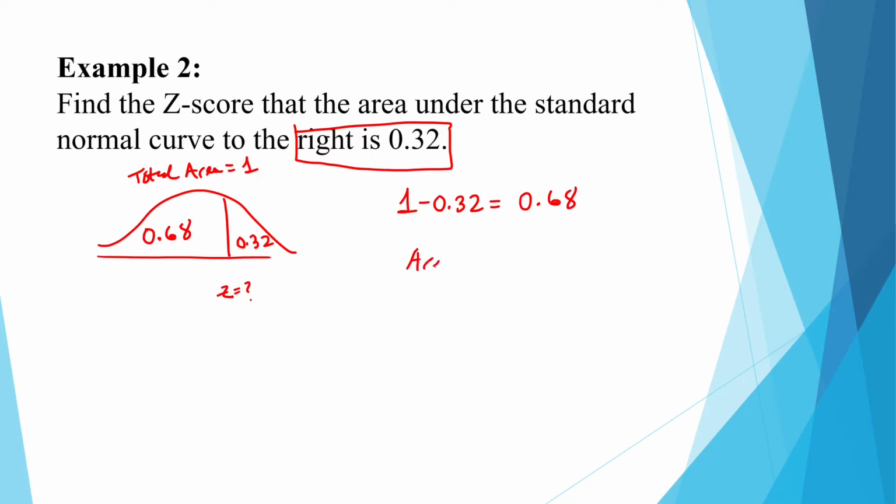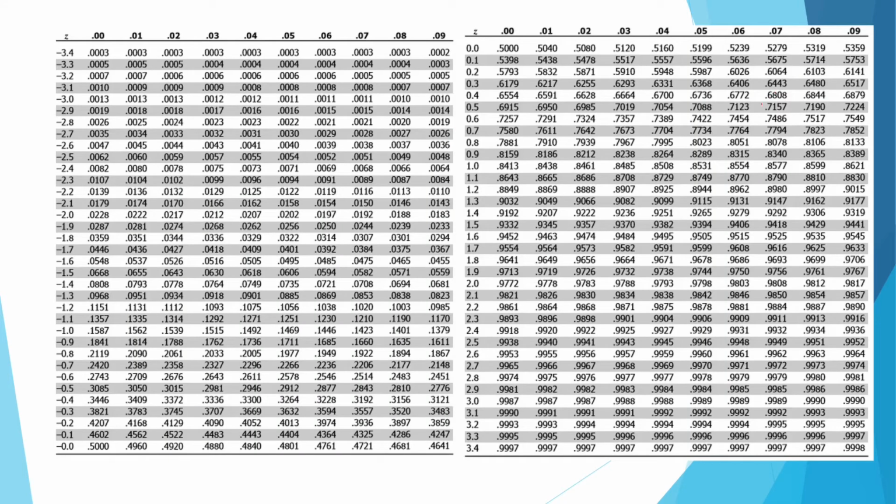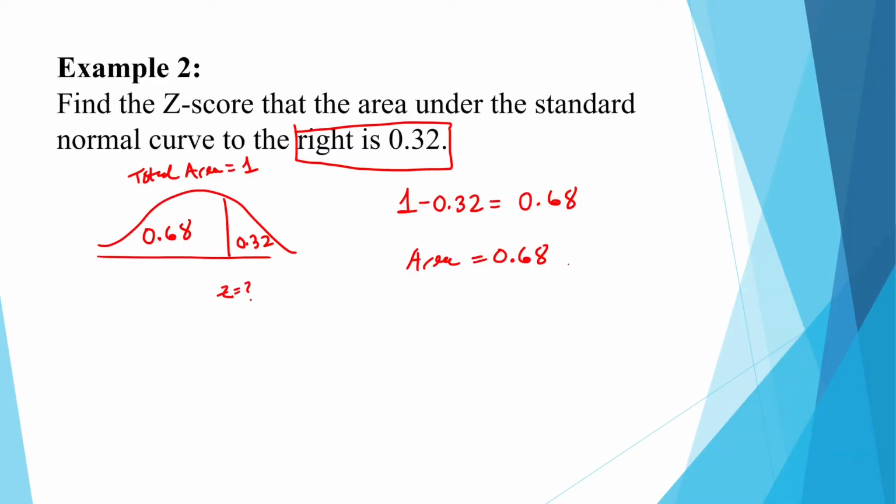We're looking for the closest area to 0.68. I want to find the closest one to 0.68. This looks like the closest one in area. We have 0.6808 and the corresponding z-score to that one is 0.47. 0.47 is our z-score. So the closest one to 0.68 was approximately 0.6808 and therefore our z-score is 0.47.